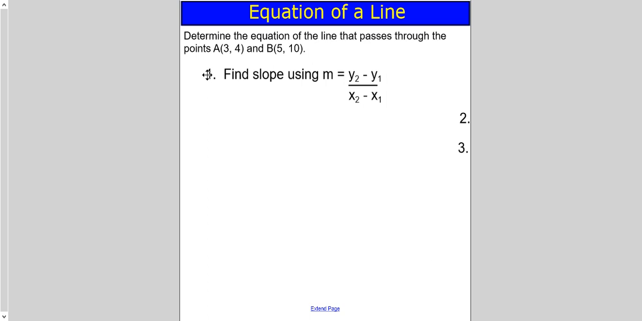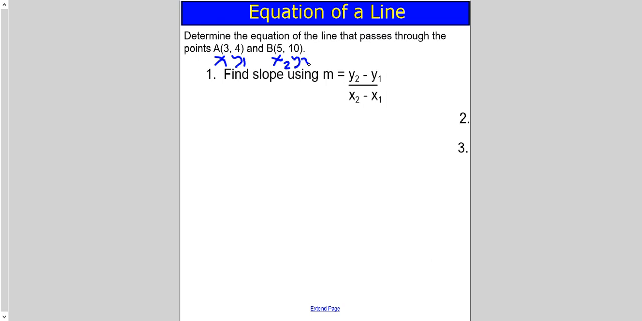So remember our slope formula, y2 minus y1 over x2 minus x1. And we have all those values. So here's x and y. So that's my first point. So I'm going to put little 1s by there. And then here is my second point, also in x and y, and I'm going to put little 2s there because it's my second point.